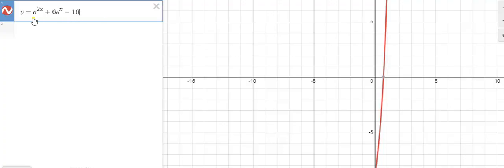So we have a graph of e to the x plus 6 e to the x minus 16 over here. And when is this equal to 0? Well, that equals 0 when the y value is equal to 0, which is the x-intercept. And where is the x-intercept? It's approximately at 0.693, 0. So that was the answer that we got, which was the natural log of 2.